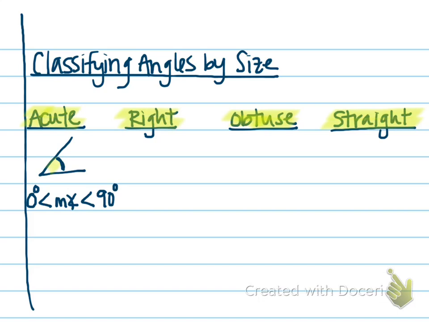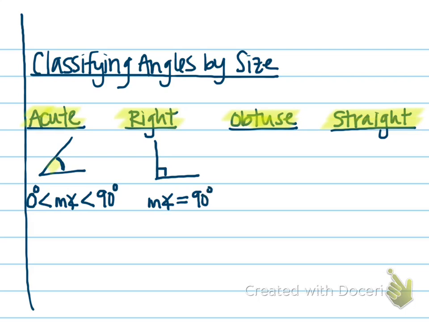All right, now we have a right angle. You guys all know what this is. They have this special little box in the corner. You know it's perfectly 90 degrees. So a right angle isn't a range of values. A right angle's measure equals 90 degrees exactly.